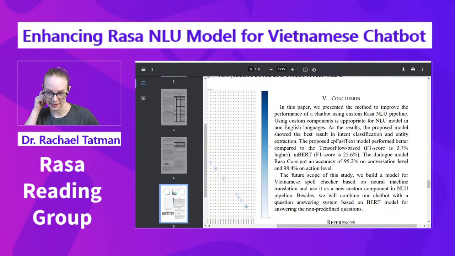The future scope of this study, we built a model for Vietnamese spell checker, based on neural machine translation, and use it as a new custom component in the NLU pipeline. Looking forward to that. That sounds fun. We will also combine our chatbot with a question answering system based on the Bert model for answering non-predefined questions, so open-ended questions. That could work.